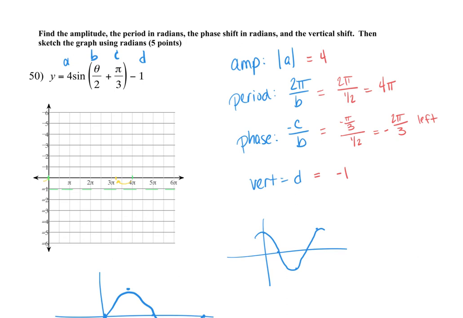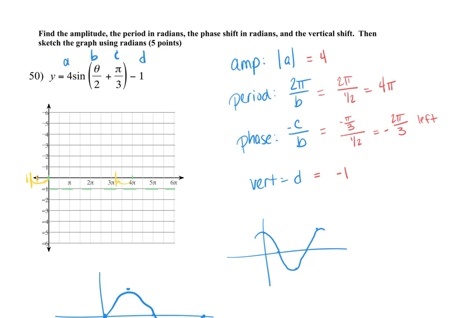And of course I would move this guy as well, 2 pi over 3. And so if you run off the graph a little bit, that's okay. 2 pi over 3 left. And so now I'm moving both of my endpoints 2 pi over 3, my starting and my ending.